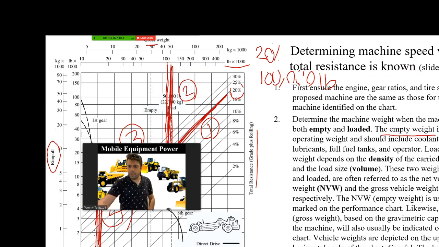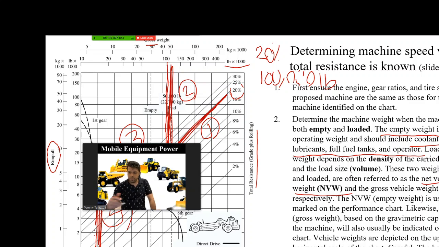The empty weight is the operating weight, and of course it includes the coolants, the lubricants, full fuel tanks, and the operator. So it does not mean that you should not consider the weight of the operator. No, it is the operating vehicle with everything in it, like the coolant, the fuel, and the person who runs it. So these two weights, empty and loaded, are often referred to as the net vehicle weight, or NVW, and the gross vehicle weight, or GVW.